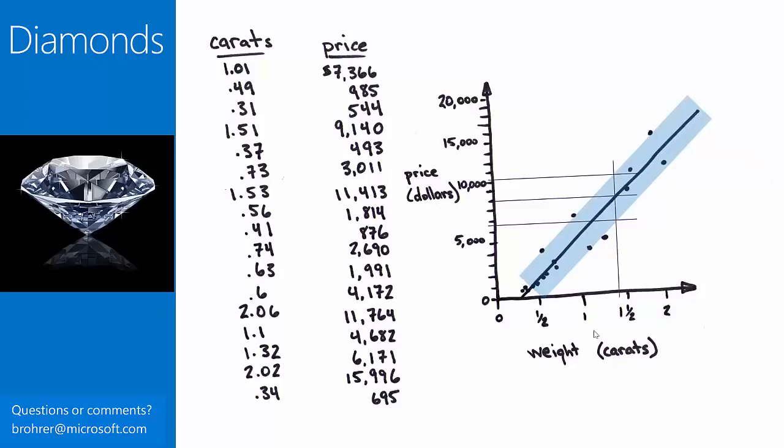So now we have a more complete story. We can say our 1.35 carat diamond will cost about $8,000, but it'll almost certainly be less than $10,200 and greater than $5,800.